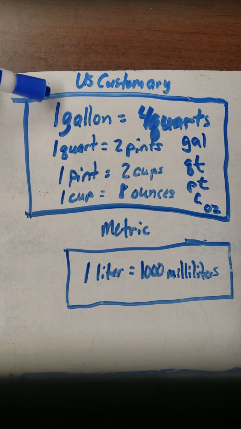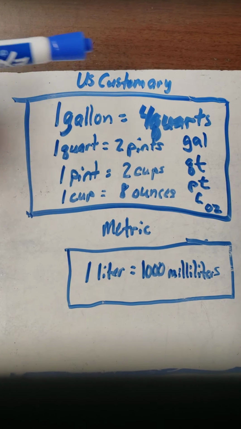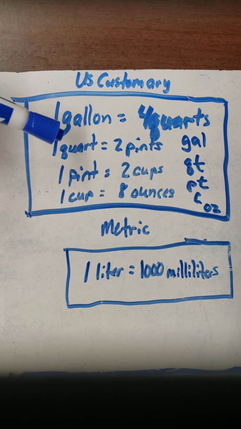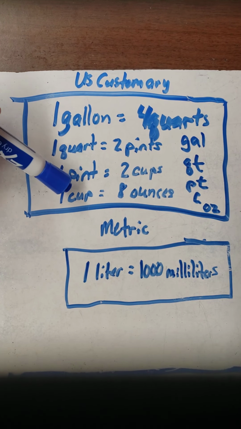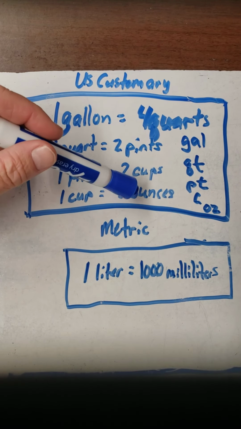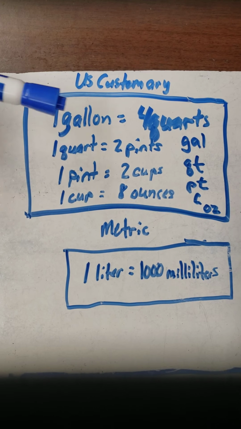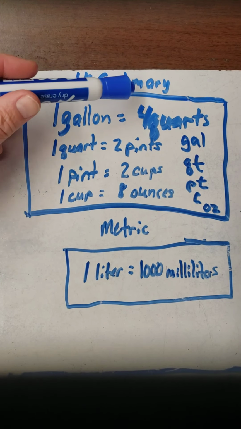So in the U.S. customary system, okay, 1 gallon equals 4 quarts. 1 quart equals 2 pints. 1 pint equals 2 cups. And 1 cup equals 8 ounces. So if you had 16 ounces, that would be 2 cups, or 1 pint. Okay? And so forth.